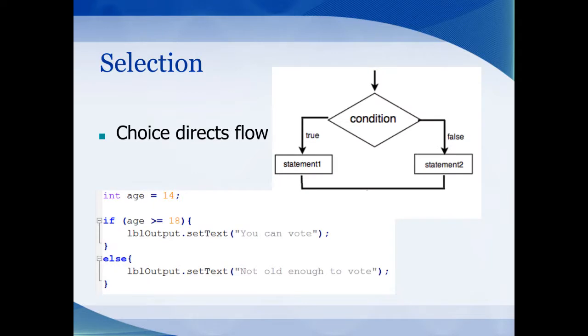Selection is when we control the flow of the program depending on a condition. Now, we've used if statements in each of our programs before to control the outcome of the program. In this example, the output would say, "You can vote," if the age is 18 or more. Otherwise, it would say, "Not old enough." So the flow is determined by the condition.